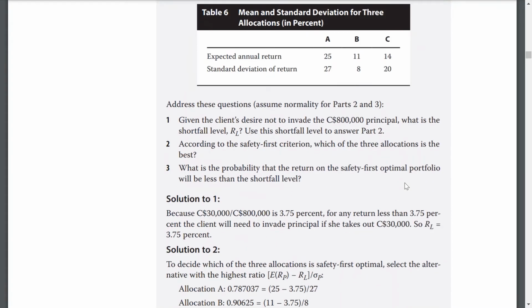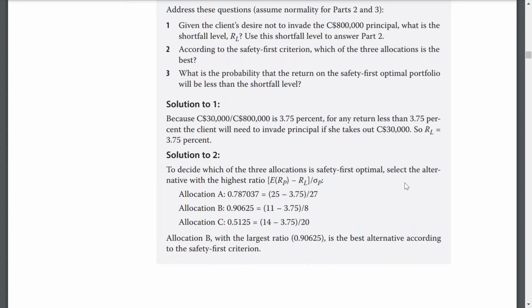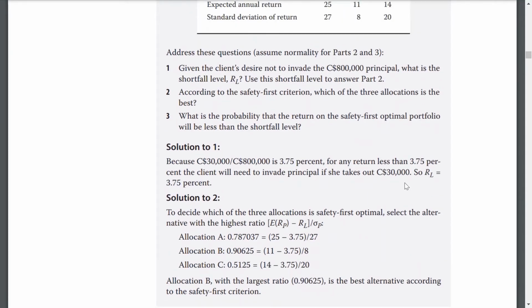So let's see what the questions are going to be. Address these questions, assuming normality for parts 2 and 3. 1. Given the client's desire not to invade the 800,000 principal, what is the shortfall level, RL? 2. Use the shortfall level to answer: according to the safety first criterion, which of the 3 allocations is best? 3. What is the probability that the return on the safety first optimal portfolio will be less than the shortfall level?